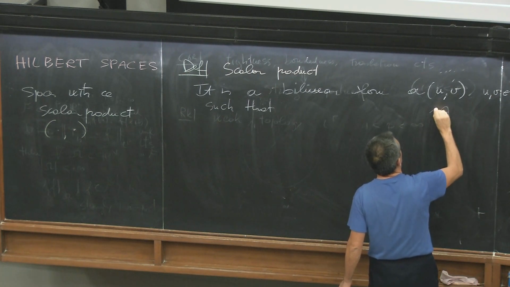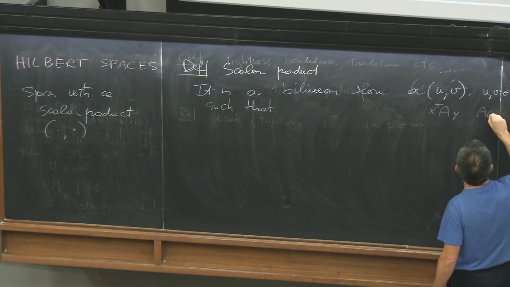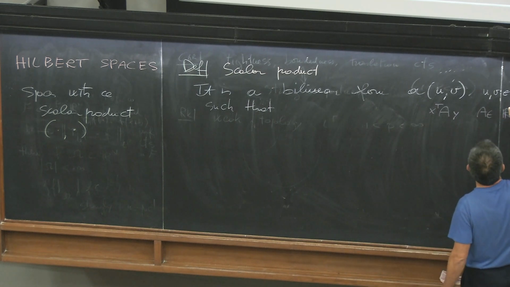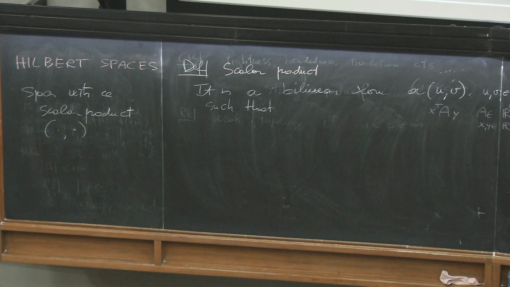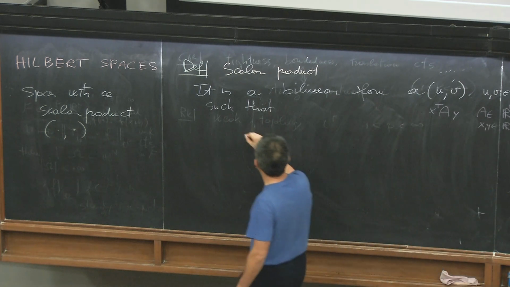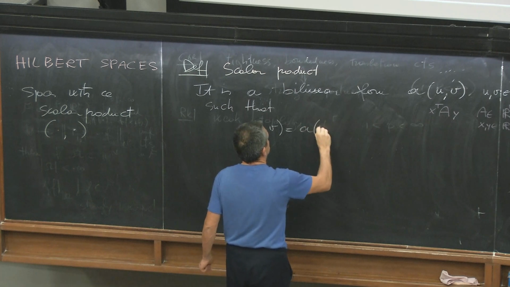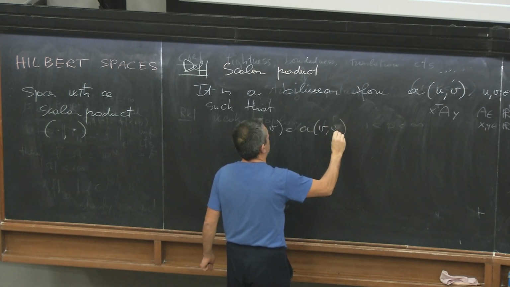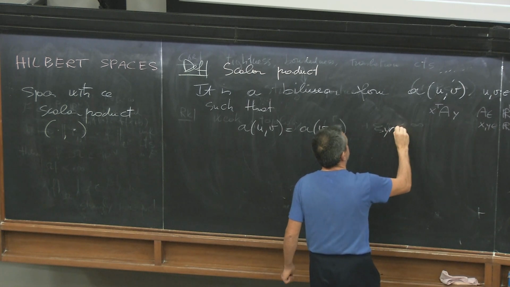So in finite dimension, you have x transpose A y as a bilinear form. And A is a matrix in, let's say, n times n. So when this is a scalar product, it should be symmetric and strictly positive. So this is the symmetry.